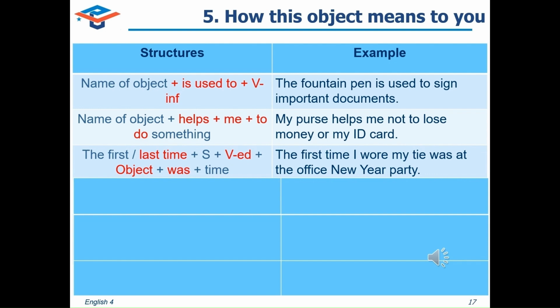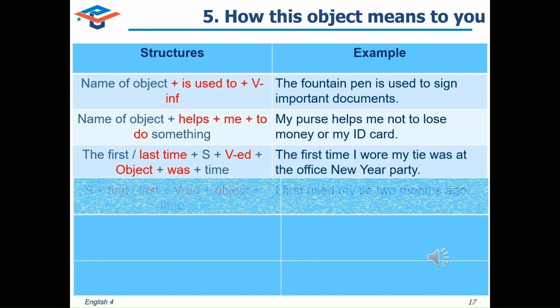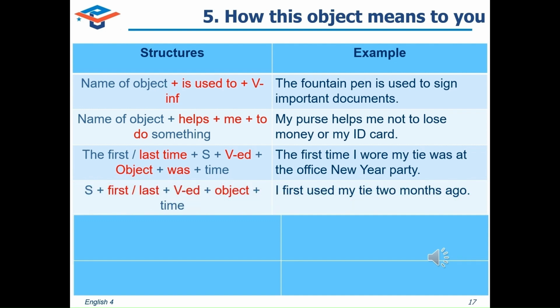And then another structure, the first or the last time, subject, verb in simple past tense, and object, was and the time. For example, the first time I wore my tie was at the office New Year party. Now, the next structure that you can use is subject, then first or last, and the verb in simple past tense, and object, and then the time. For example, I first used my tie 2 months ago.